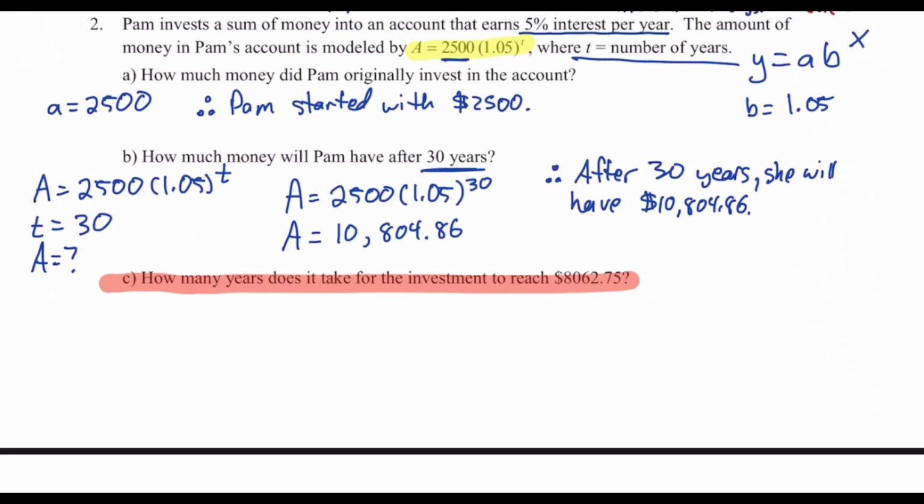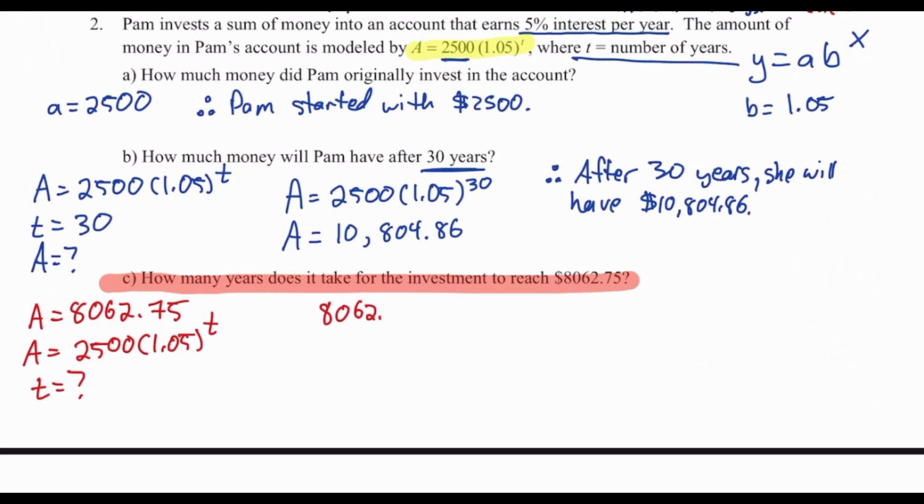So in this case, we know our amount. It says that how many years does it take for the investment to reach $8,062.75. So I know the amount. I know the equation. The equation doesn't change. 2,500 times 1.05 to the power of t. And I want to figure out my t value this time. So let's write out our equation with the numbers that we know. A is 8,062.75 equals 2,500 times 1.05 to the power of t.